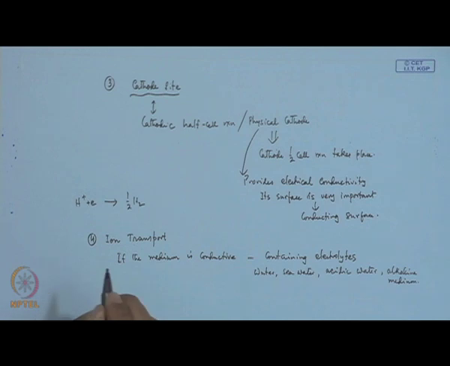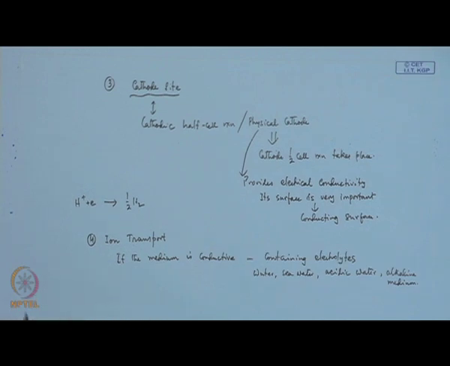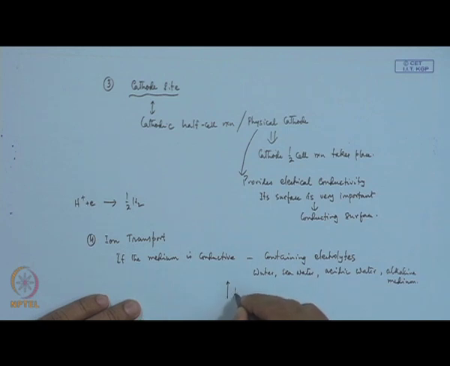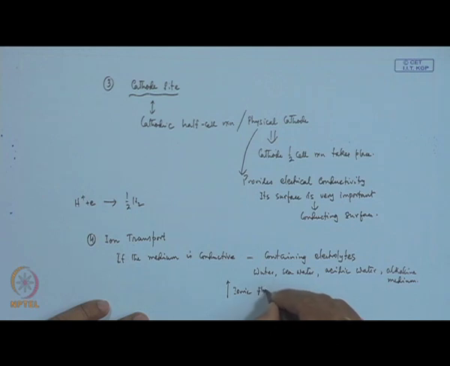It is very important. The greater the ionic flow capability of the solution, the greater is the corrosion rate. So that means when the conducting property of your solution is high, then the rate of corrosion is also high. So the greater the ionic flow capability, the more is corrosion.